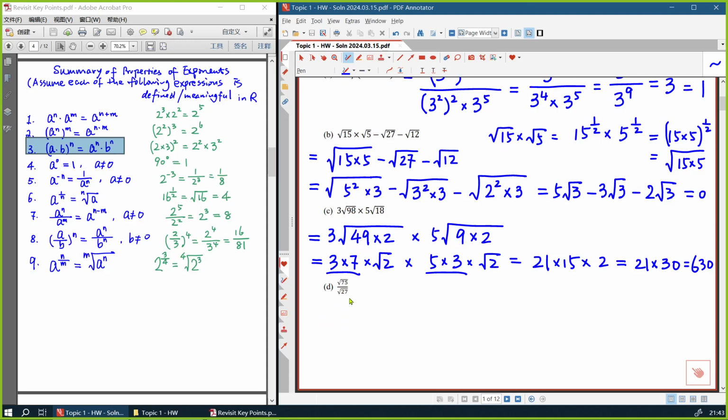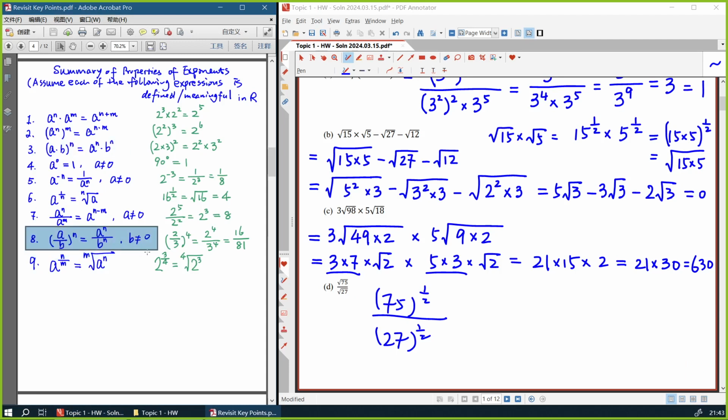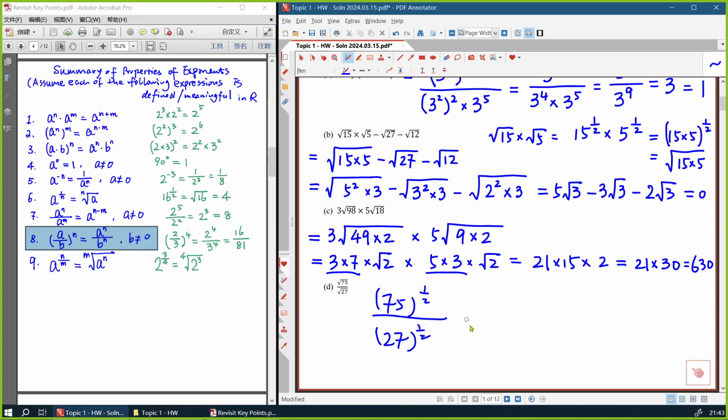We have the first number raised to the power of 1 over 2, and the second number raised to the power of 1 over 2. So we can use this property, number 8, right? Can you see that? Therefore, that should equal, we can find the fraction first, then together raised to the power of 1 over 2, right? Together raised to the power of 1 over 2 is actually the square root of 75 over 27, right? You follow me?